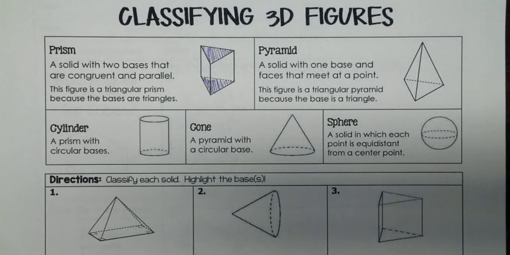It says this figure is a triangular prism because its bases are triangles. You can classify them by their bases.